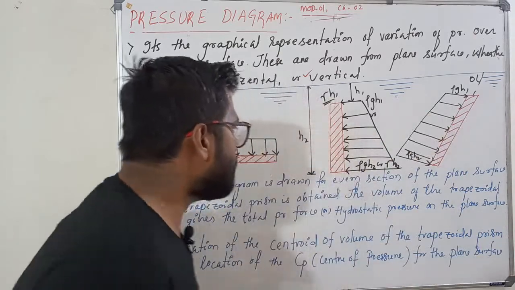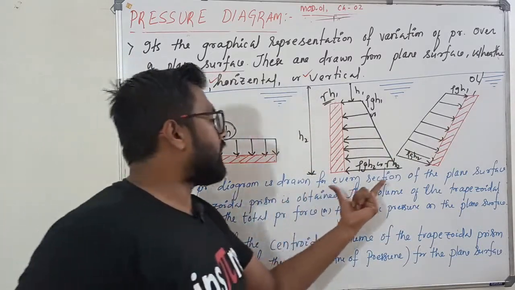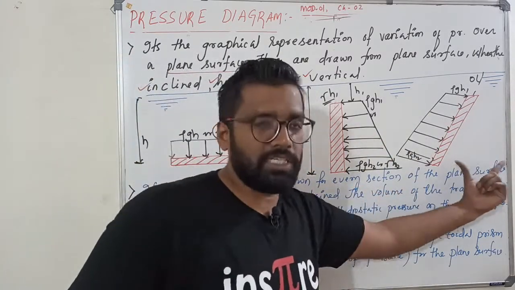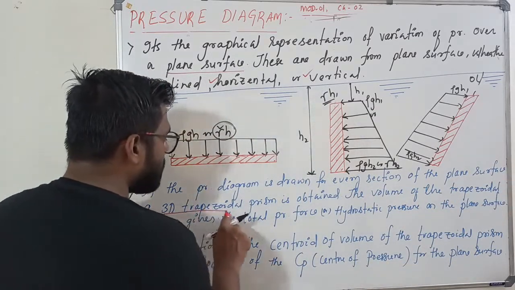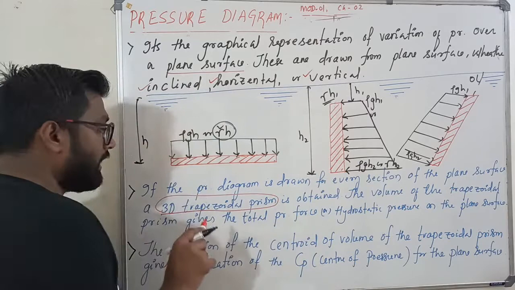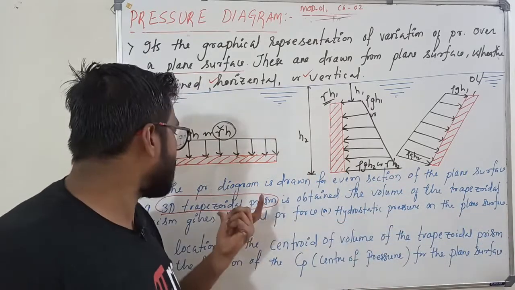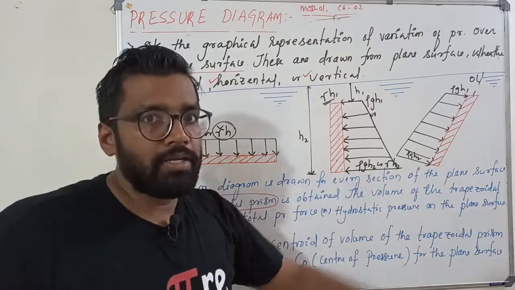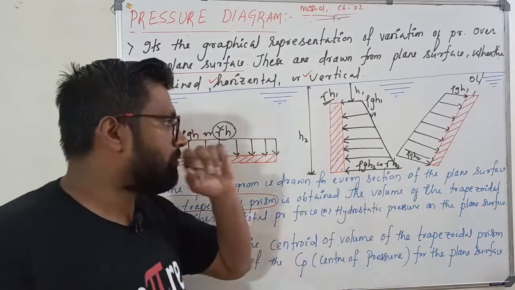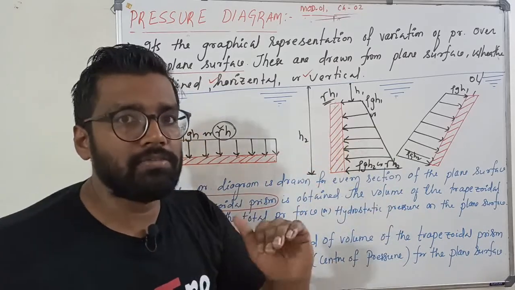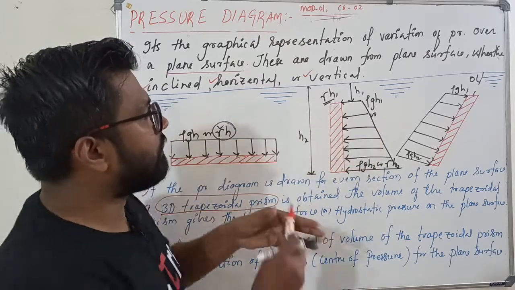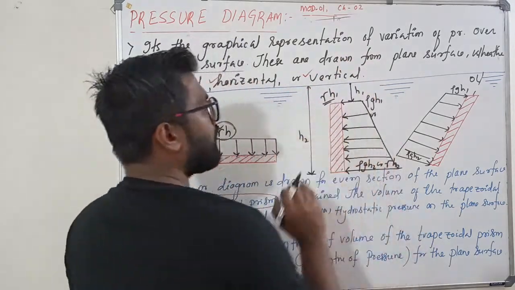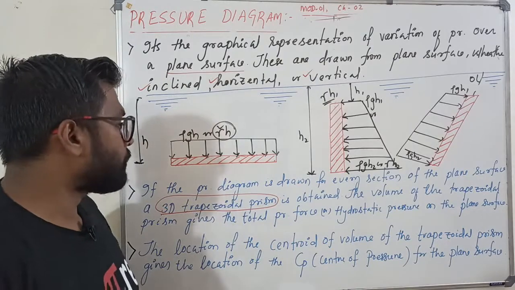Okay. Now see. If the pressure diagram is drawn for every section of the plane surface, it will give you a three-dimensional trapezoidal prism. Okay, this we'll discuss after the next five minutes. How are we getting a three-dimensional trapezoidal prism? I'll take a vertical plane case and we will discuss. So a three-dimensional trapezoidal prism. If you see it plane to the paper, you will find a prism. You will understand. Okay, it is obtained.